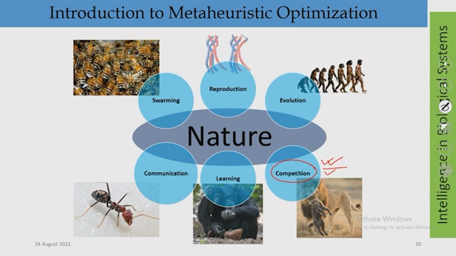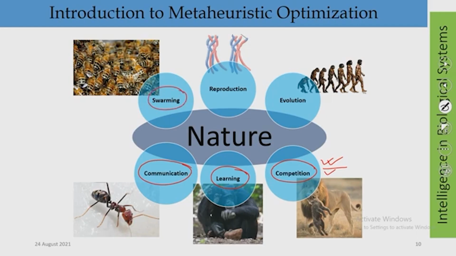Then another is learning. We are learning, not only human beings, even the animals, even the ants. They are learning with experience, and this is a trial and error based learning method. Then they are also communicating. There is a very good mechanism to communicate with each other. They communicate with other individuals of that particular species. So, there is a good communication method.